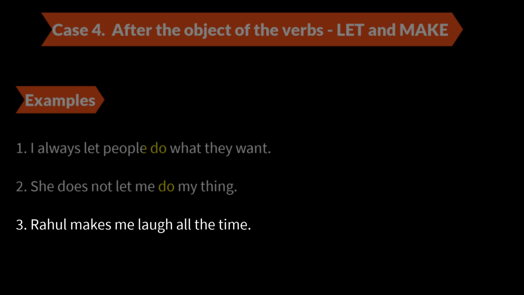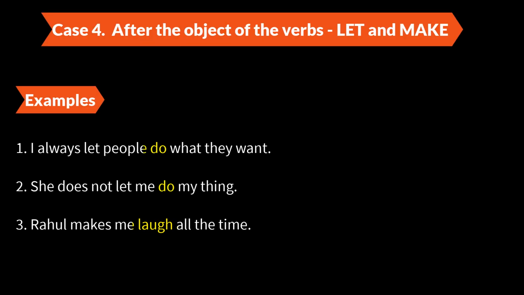Now let's look at the next example. Rahul makes me laugh all the time. What is the zero infinitive here? Quite simple to identify, right? The zero infinitive here is laugh. Rahul is the subject, makes is the main verb, the action verb. Me is the object of the verb makes. Rahul makes what? Me. Laugh is giving information about the object me. So laugh is the zero infinitive here, working as the object complement.